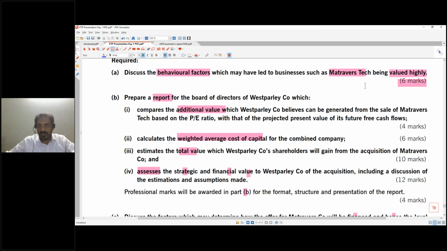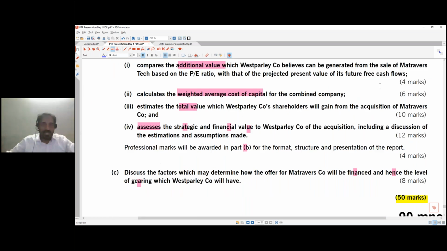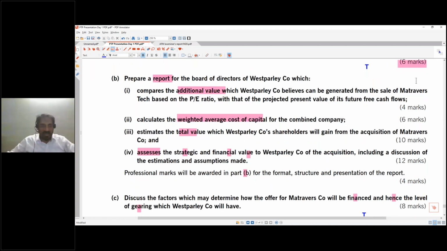Okay, first part that is called theory. Last part that's also called the theory. The report itself is a descriptive element, but the fourth part is particularly theoretical aspects. So I can say that the calculation aspects are limited to this 4 marks, this 6 marks, this 10 marks.